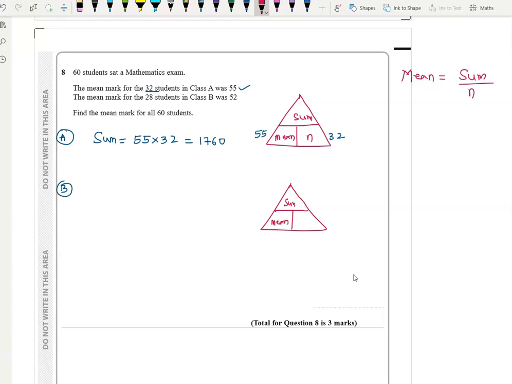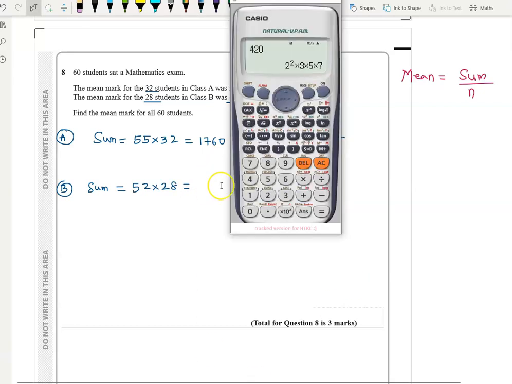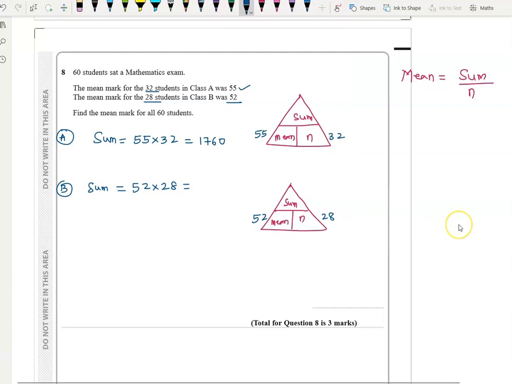Similarly, we can do it for the second class, class B. Mean is sum divided by the number. For class B, there are a total of 28 students and the mean is 52. So mean is 52, the number of students is 28. So we can find the sum of the marks scored by students of B, that is 52 times 28, which is 1456.